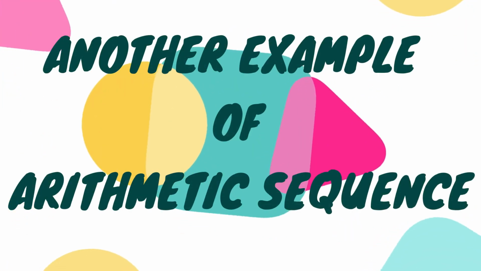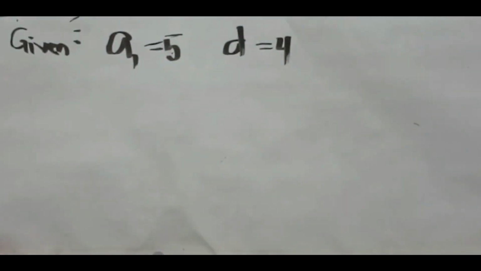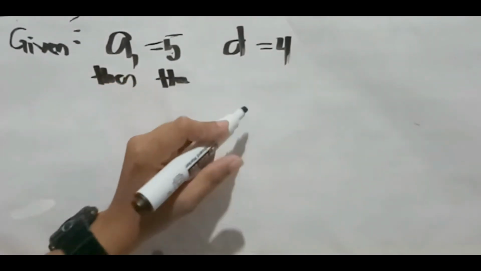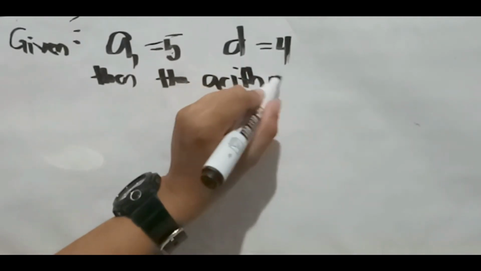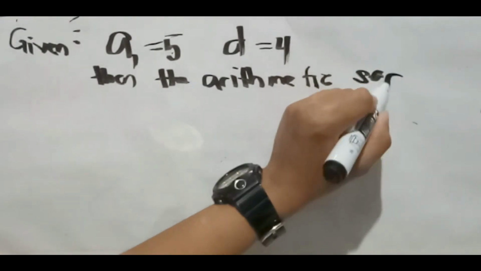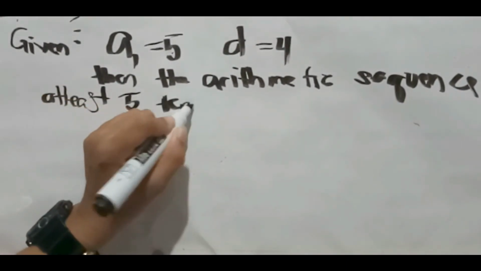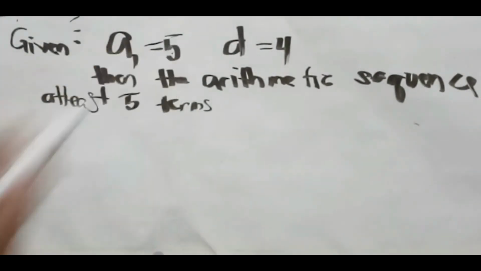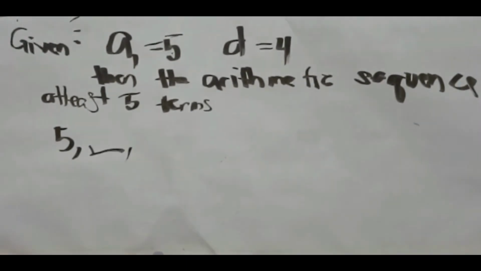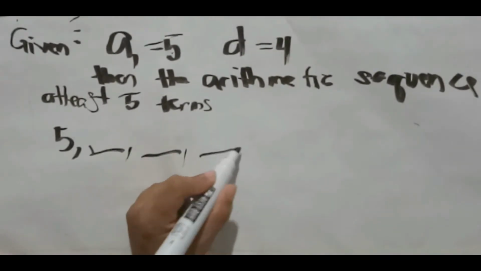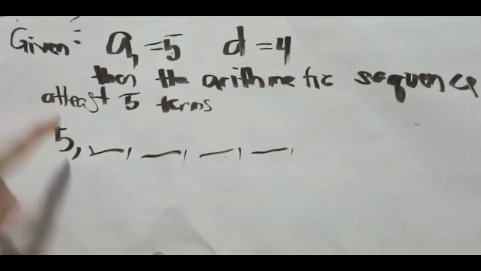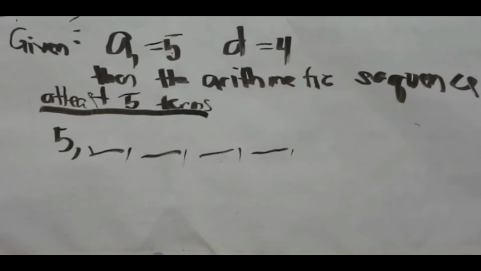Let's have another example of an arithmetic sequence. Given that a sub 1 is equal to 5, common difference is equal to 4. Then find the arithmetic sequence, at least 5 terms. So write a sub 1 given, write 5. Then the second term is not given, third term, fourth, and fifth. The question is at least 5 terms. So it is up to you if you are going to add more terms or not.